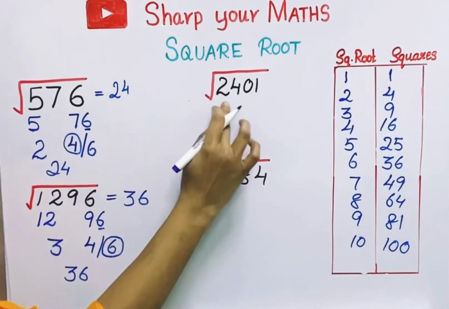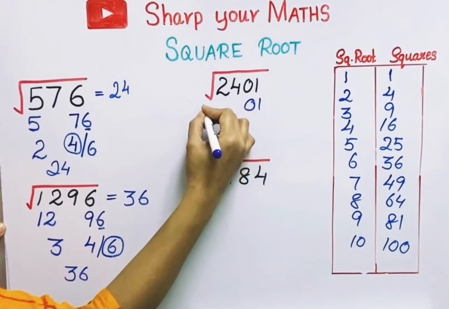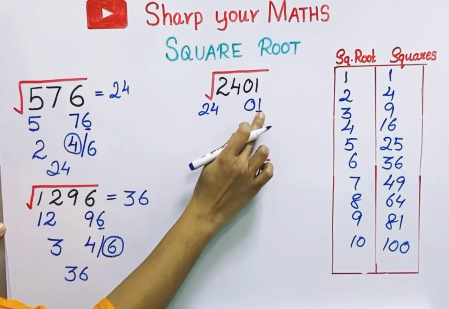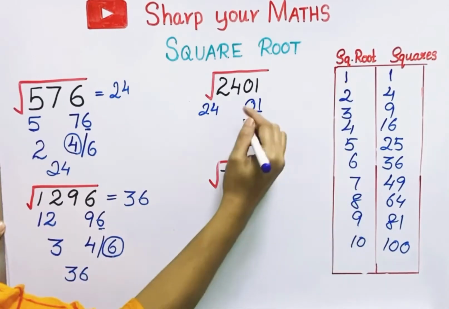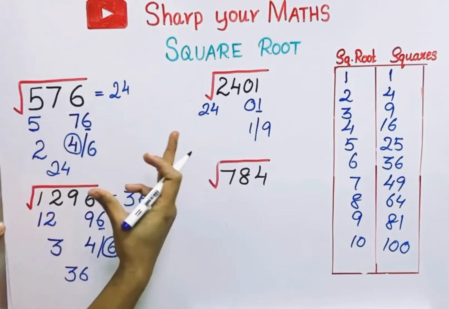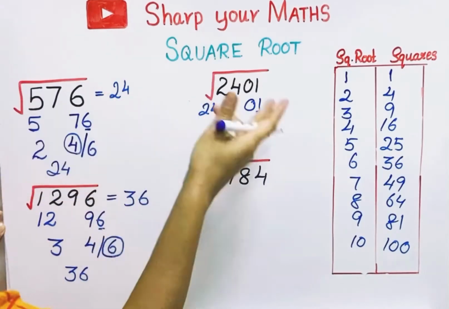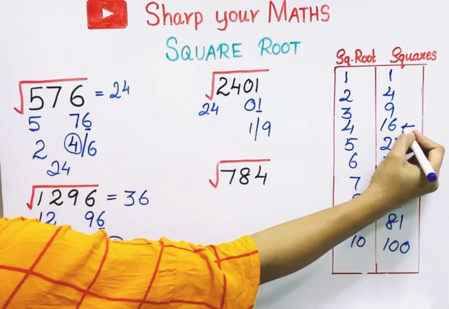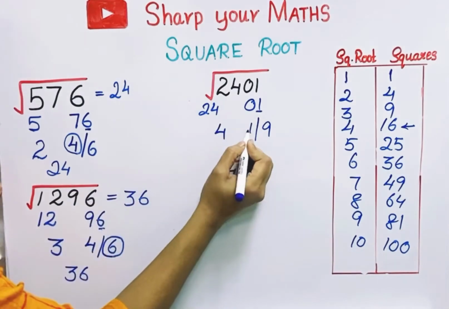See the next, 2401. So first take the number, separate it into groups. Last 2 digits are one group, the remaining 2 digits another group. Check the unit digit of this. So it ends with 1. If it ends with 1, then its square root can be 1 or 9. Take this 24. 24 is close to which square? It's close to 25, but we should not take the bigger number. We have to take the number which is lesser than this, and it is close to it. Which is that? 16. Now take its square root. What is its square root? 4. Right here.